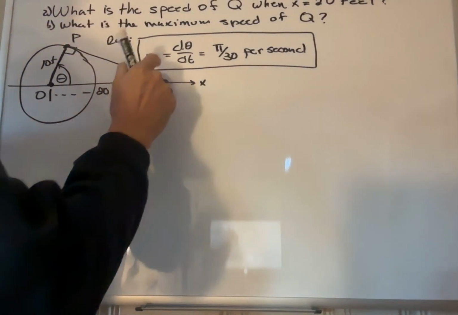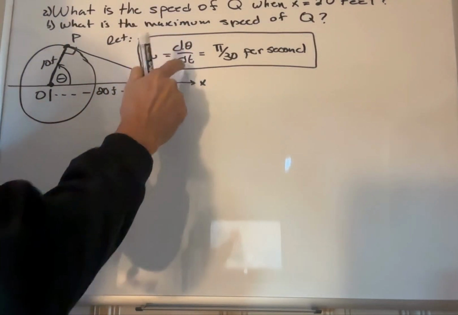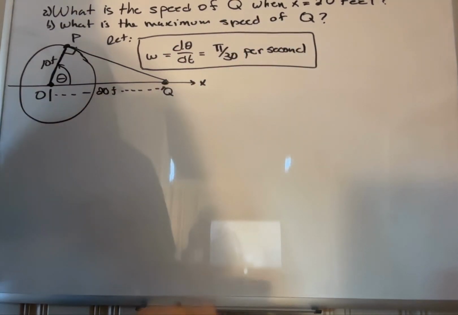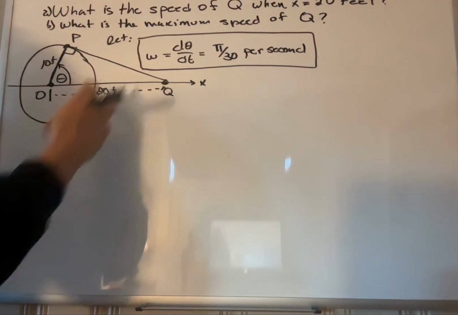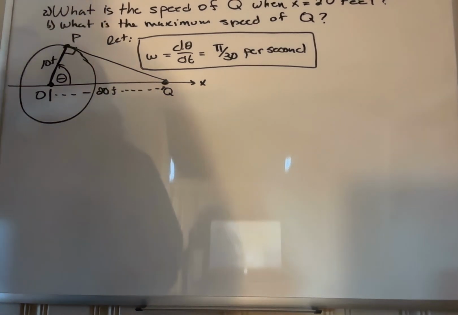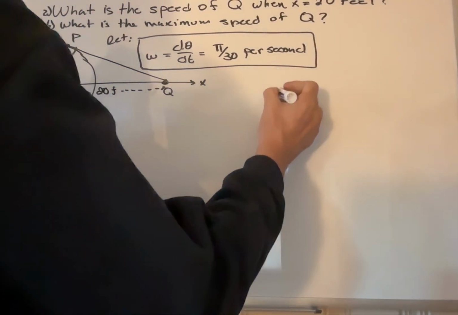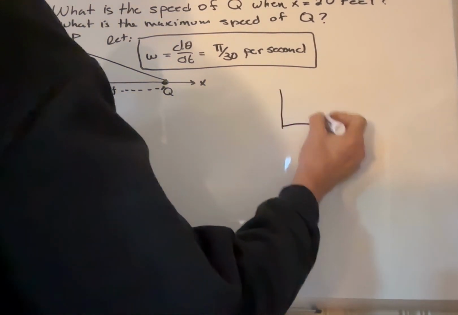We're going to let our dθ/dt equal to pi divided by 30 per second. So it's going around pi divided by 30 per second. So the first thing we want to do is find the specific and general equations. So our specific equation in this particular case is going to look like this.